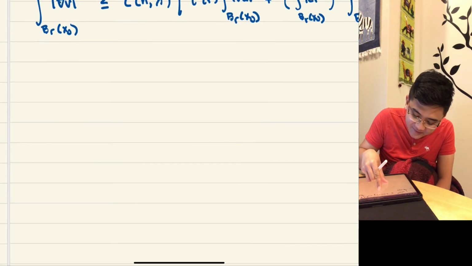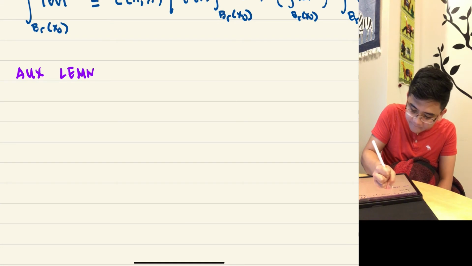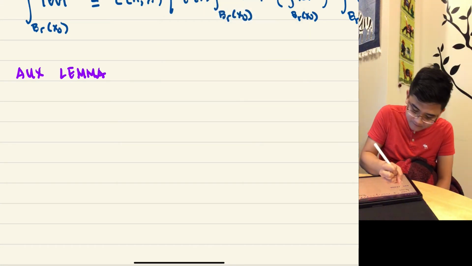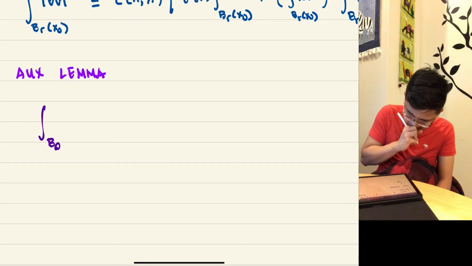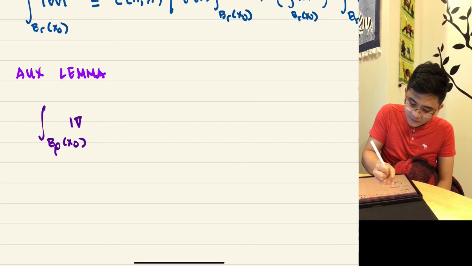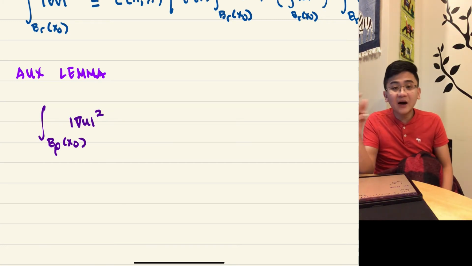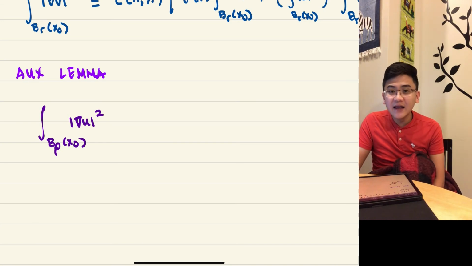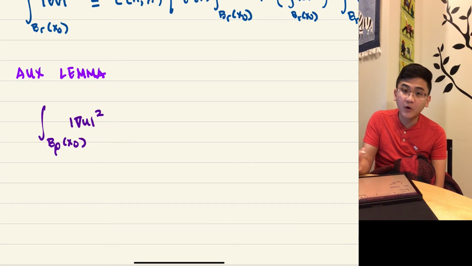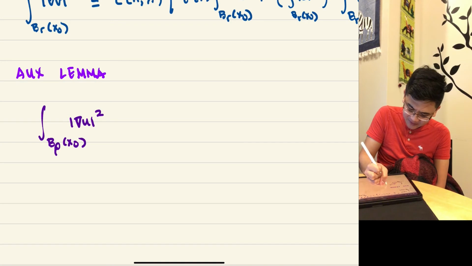So the auxiliary lemma is: for any H1 function u, of course in H1 of the bigger ball, you have this estimate.